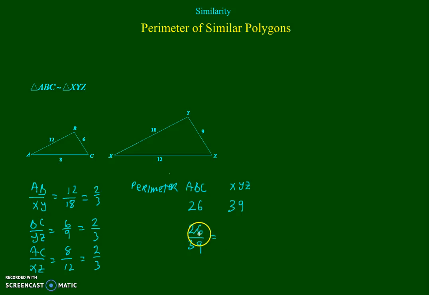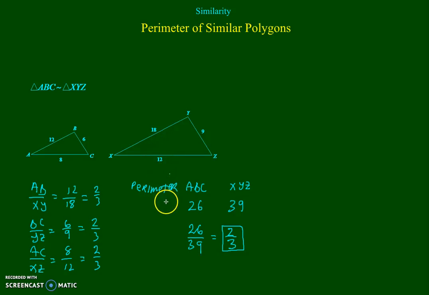They have a common factor of 13. 26 divided by 13 is 2. 39 divided by 13 is 3. And you can see that the ratio of the perimeters is equal to the ratio of the corresponding side lengths. So the perimeter of ABC to the perimeter of XYZ is the same as the scale factor between these two triangles. Now again, this is the scale factor. Since AB is in the top, that's our destination, so it's the scale factor from here to here, which means the perimeter of this is 2/3 the perimeter of this.